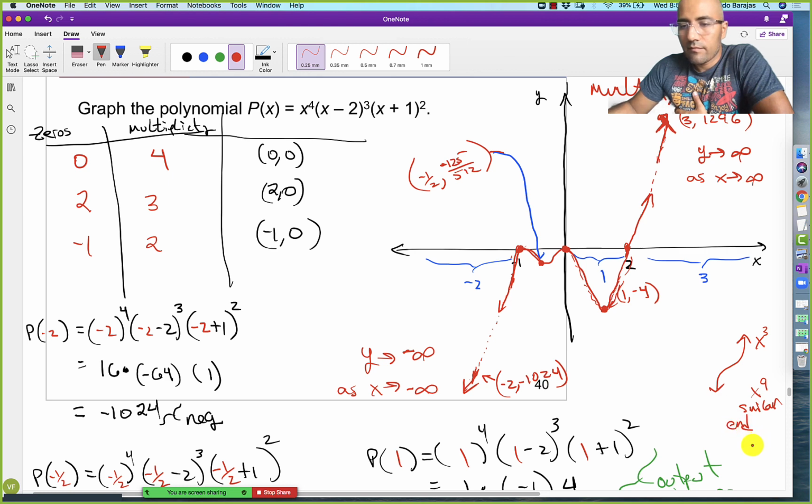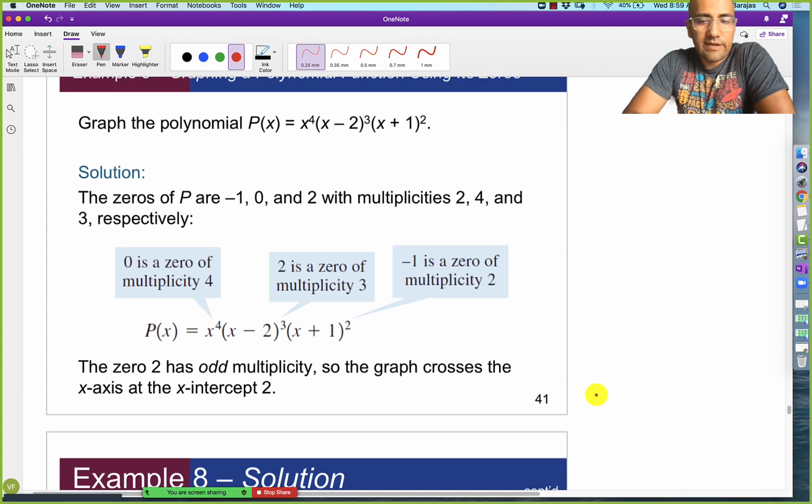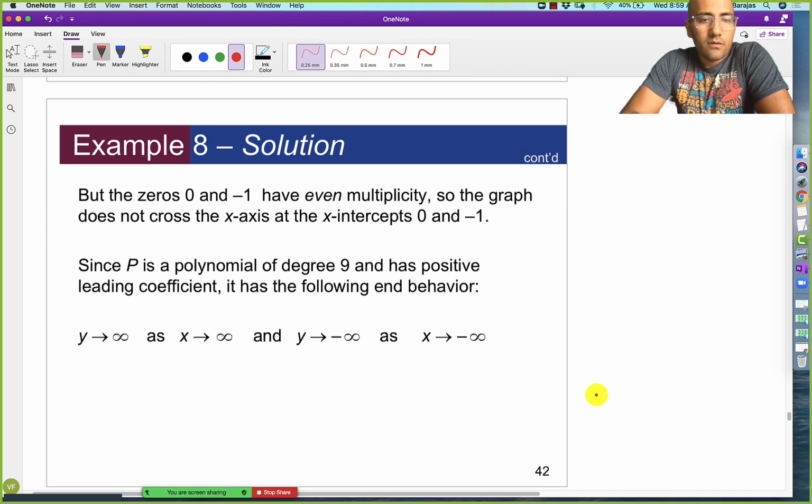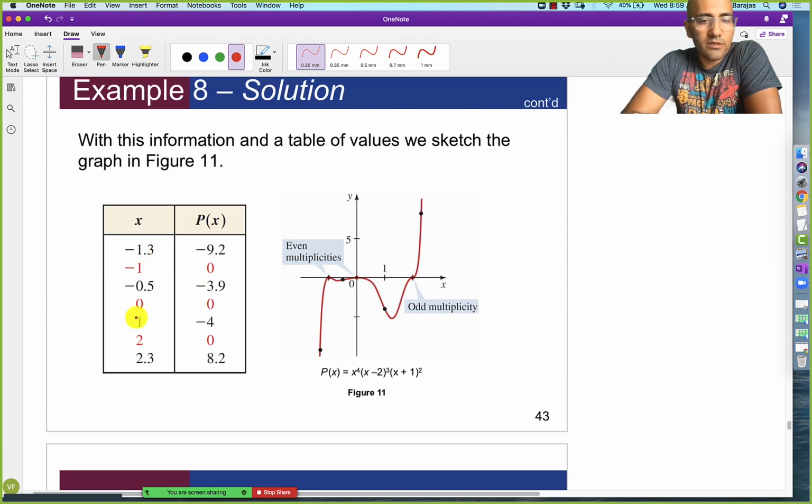End behavior. Let's see what the author did. Okay, so we have 0 with multiplicity 4, 2 is a multiplicity 3, negative 1 is a multiplicity 2. The polynomial is degree 9 and has a positive leading coefficient, so we know that it's going to follow that behavior of an x cubed. So y will go to infinity as x goes to infinity, and y will go to negative infinity as x goes to negative infinity. Okay, and then a similar process that we do, come up with the zeros, figure out a test point, and then from that we can start to stitch together what the graph will look like.